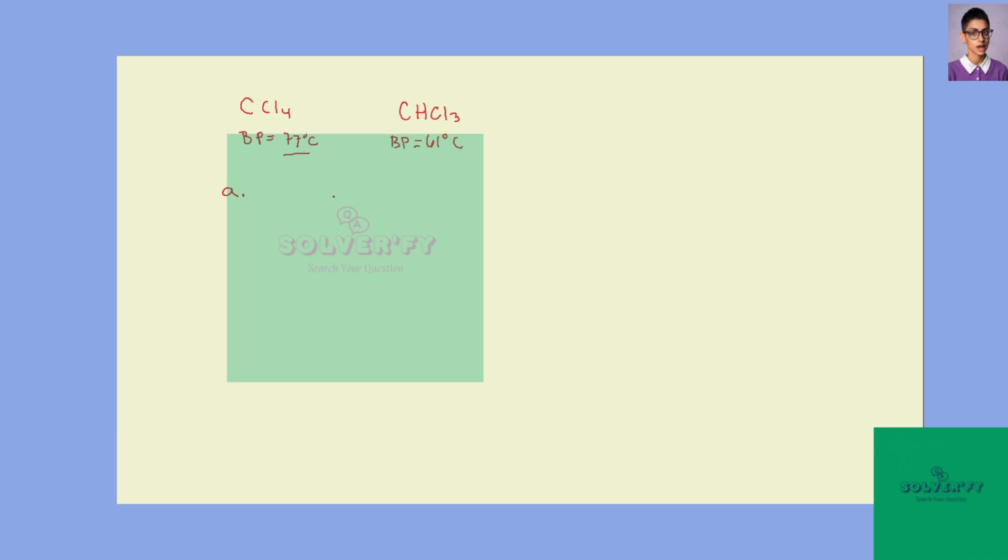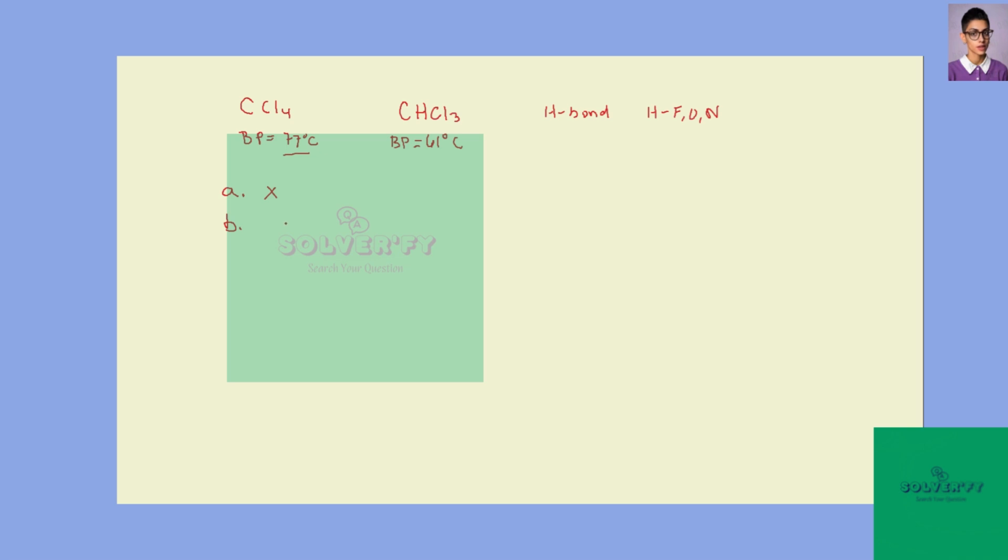The first one says chloroform, which is here, can hydrogen bond, but carbon tetrachloride cannot. And that is false. The hydrogen here is bonded to a carbon, and in order for something to form a hydrogen bond, you need to have a hydrogen that's bonded either to an F, O, or N, and not a carbon. So this cannot hydrogen bond, so that cannot be the reason behind why this has the higher boiling point.